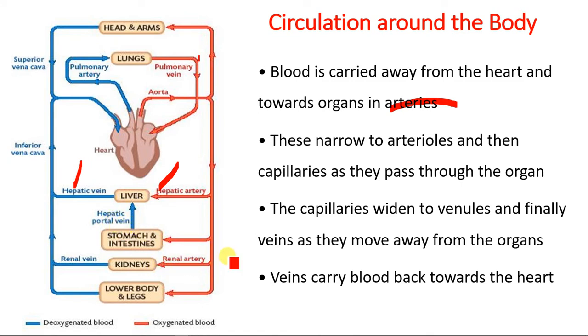However, the ones that deliver blood to the kidney are called the renal arteries, and the one that takes blood away from the kidney is called the renal vein. So the one that takes blood from the heart to the lungs is the pulmonary artery, and from the lungs to the heart is the pulmonary vein.